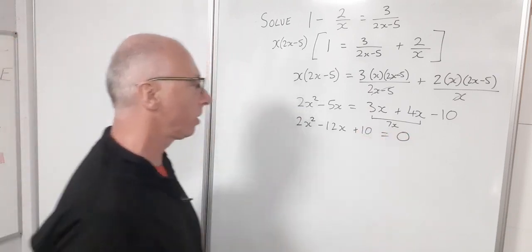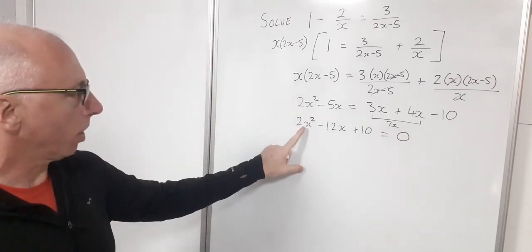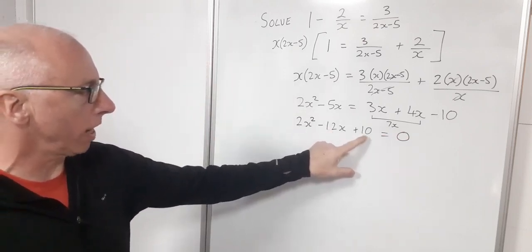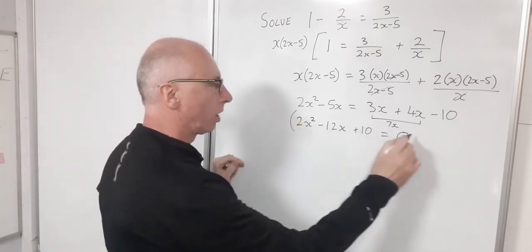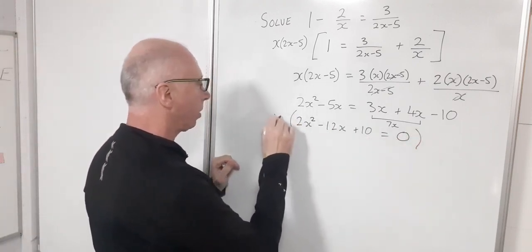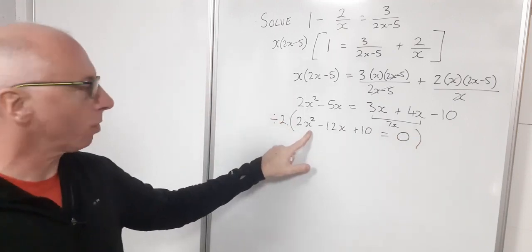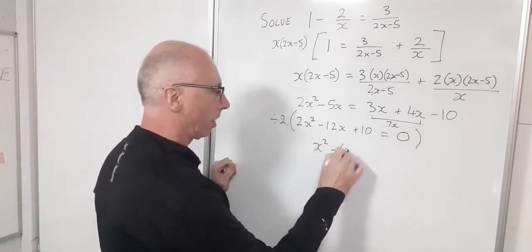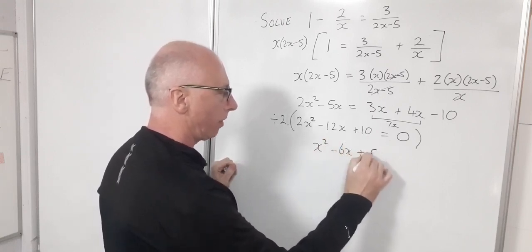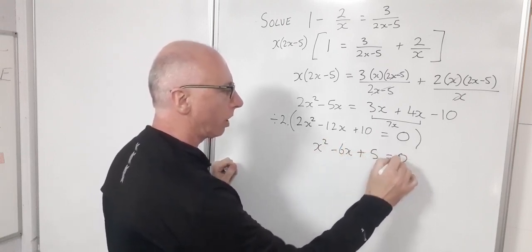So there we go, we've got it into quadratic form. Now I've got 2x squared minus 12x plus 10. These are all multiples of 2. So I divide everything by 2. So just divide all by 2. So now I'm left with x squared minus 6x plus 5. Divide that by 2, still left with 0.